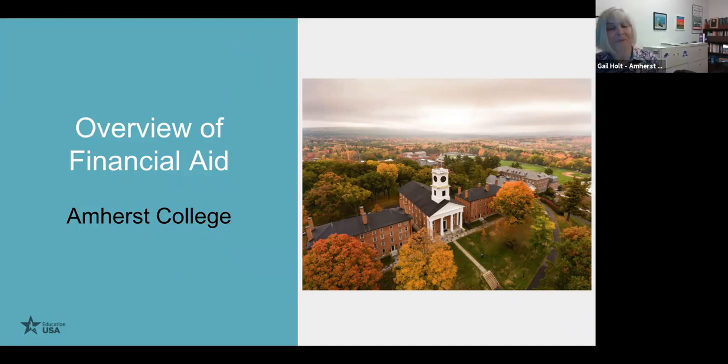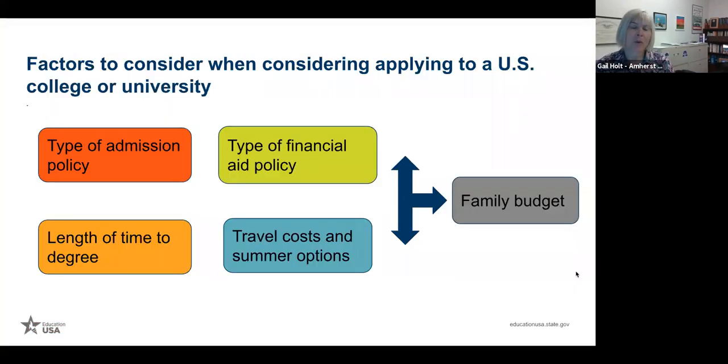So I'm going to talk a little bit about an overview of financial aid before I hand it over to Marie. So we'll jump right in. The first thing that I think is important to know about and to consider is what type of admission policy. So there are admission policies and there are financial aid policies when you're applying to a US college. The admission policy may be need blind, you may have heard that term, or a need aware policy.